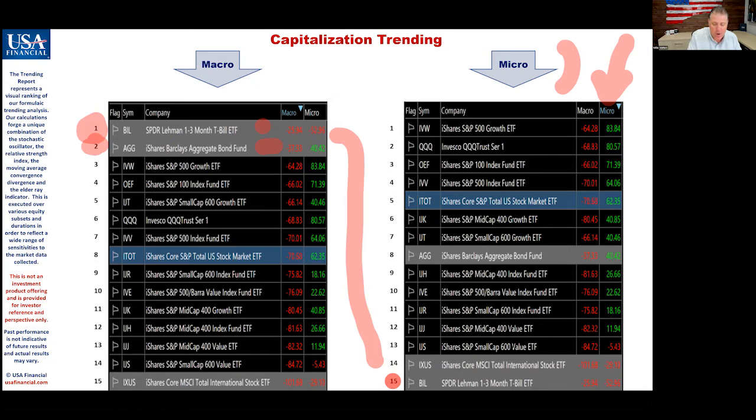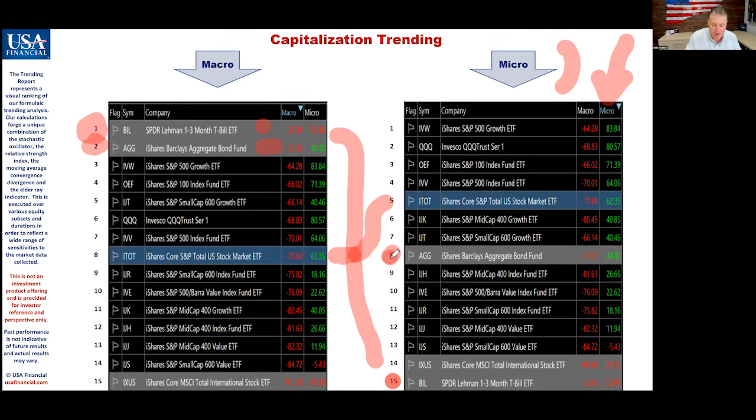So here is the overall market itself, ranking in the number 8 spot right here on the macro side, and it moves up to the number 5 spot on the micro. So that's a good sign. But we also saw the bonds. The bonds drop down here to number 8.